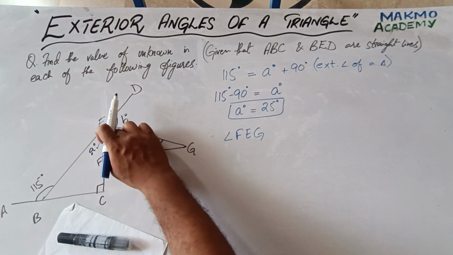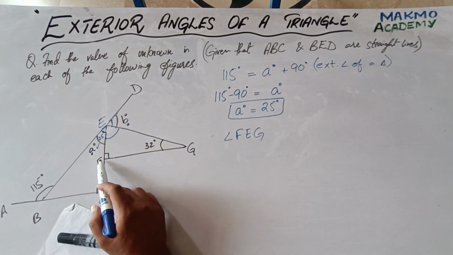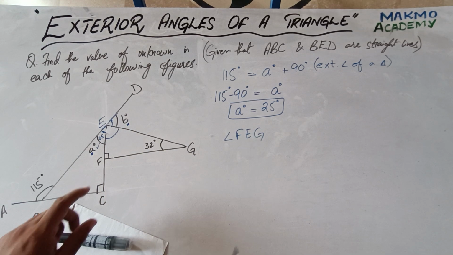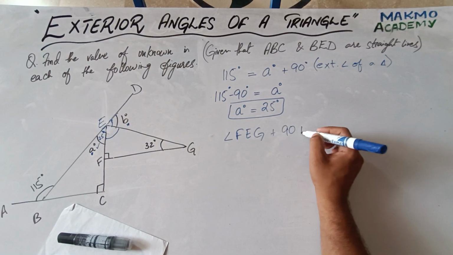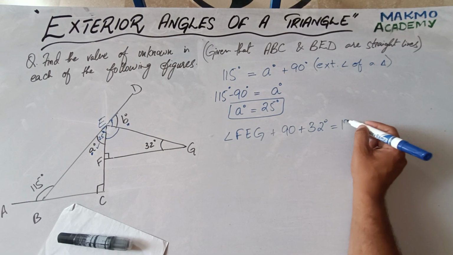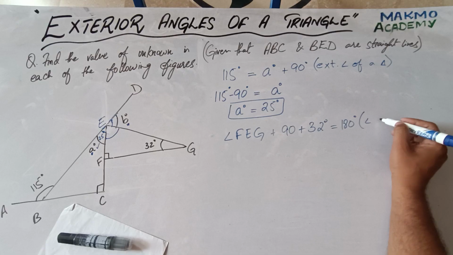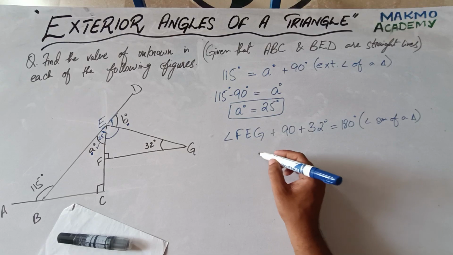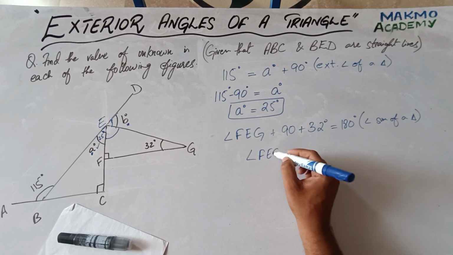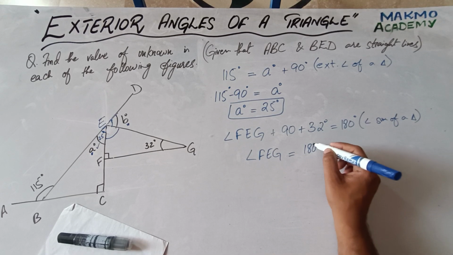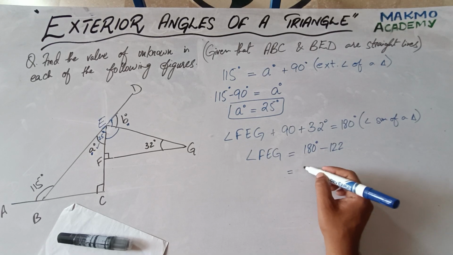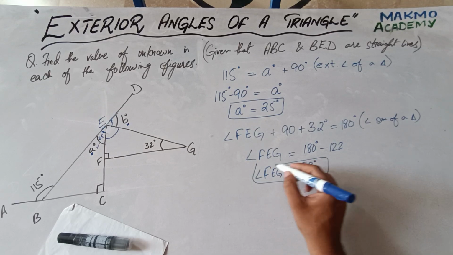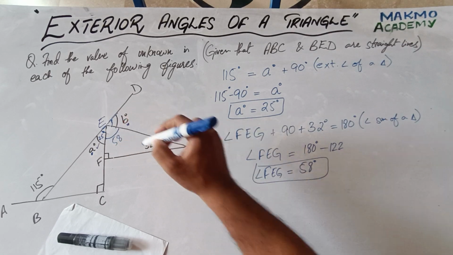So first of all we are finding out angle FEG. FEG means I am talking about this angle which I have marked with the blue one. So FEG plus 90 plus 32 is equal to 180 degrees, angle sum of a triangle. So this would give us 122 when we add them. So 180 minus 122 would give us 58 degrees. So now we know the size of angle FEG as well. This angle is equal to 58.